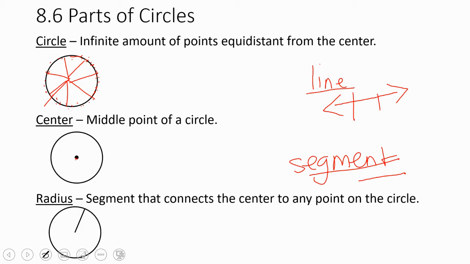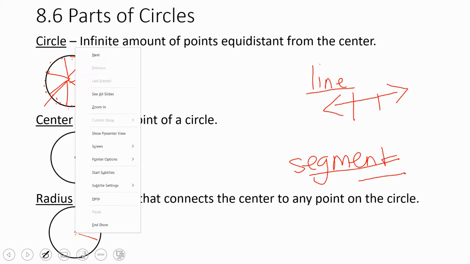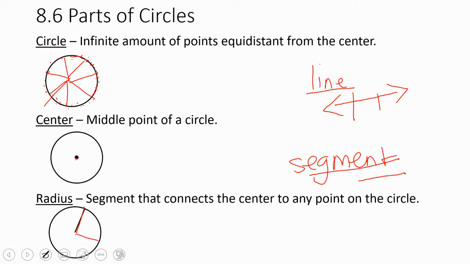So a radius is a segment, meaning it has 2 endpoints. It doesn't keep going on forever and ever. See here, it only goes from there to there. It is a segment that connects the center of the circle to any point on the circle. So I pick that line, that radius. It could also go here, it could go there, it could go anywhere. It just has to go from the center of the circle to any point on the circle.